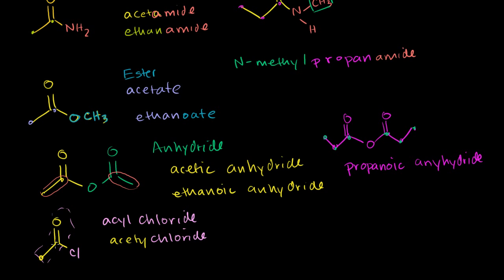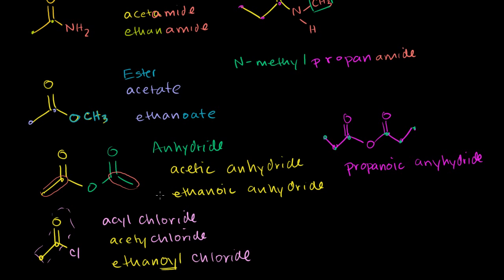But if you wanted to give it its systematic name, and we haven't seen its systematic name before, we have 2 carbons. So it is ethanoyl. This tells us that we are dealing with an acyl group. Ethanoyl chloride is how we would name this. And if this had 3 carbons, it would be propanoyl chloride.